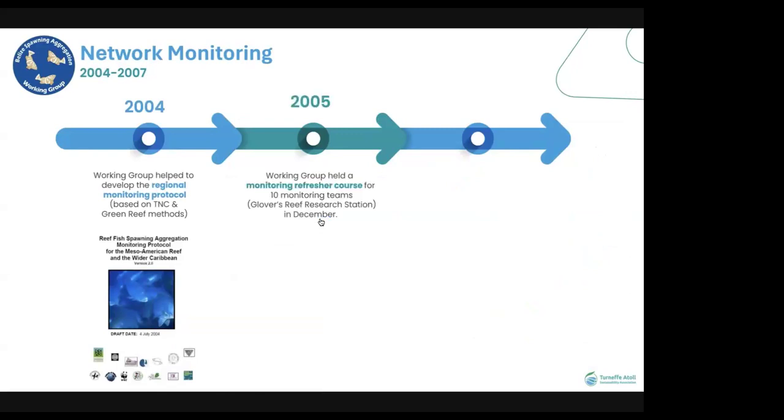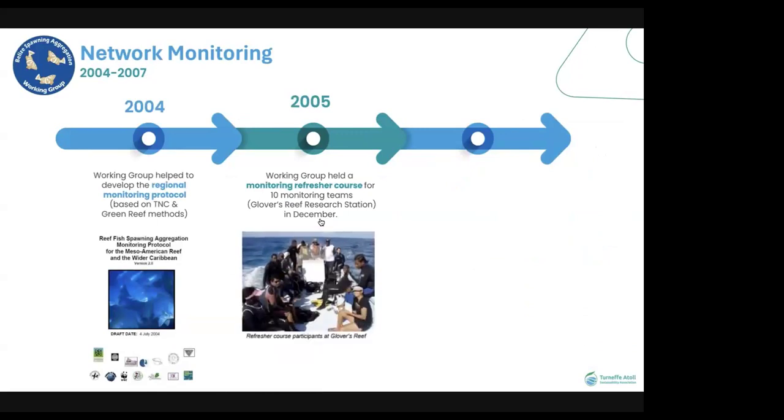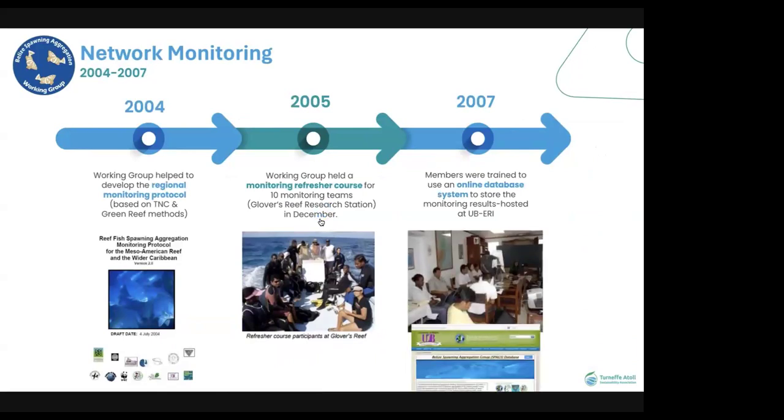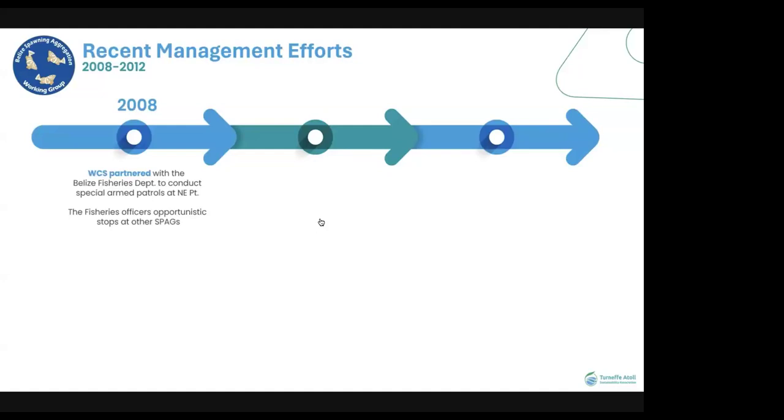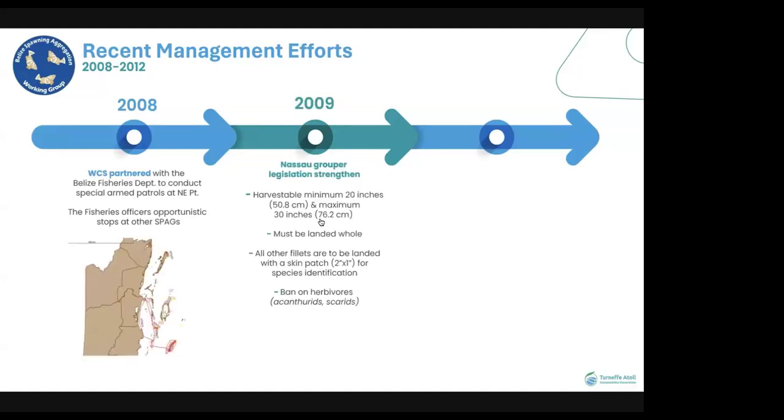This was followed by a national training for working group members conducting monitoring in their respective sites, and the establishment of an online database system. In 2008, strategic spag patrols were prioritized between NGOs and the Belize Fisheries Department during spag season. In 2009, additional legislations were introduced in Belize, including harvestable minimum and maximum sizes for the Nassau groupers. Nassau groupers had to be landed whole, and all fish fillets were to be landed with a 2 by 1 inch skin patch. There was also a ban on herbivores.